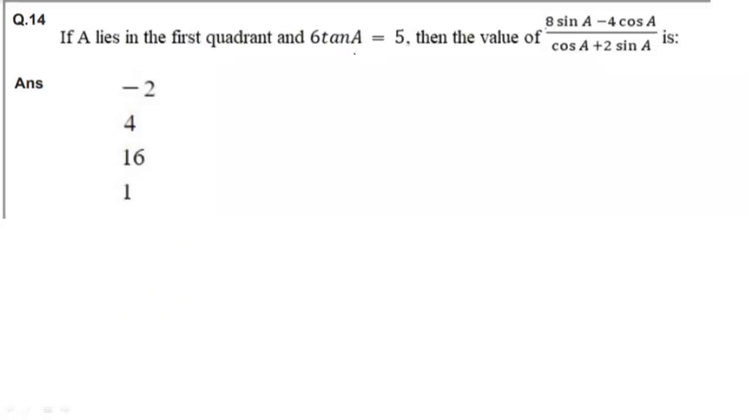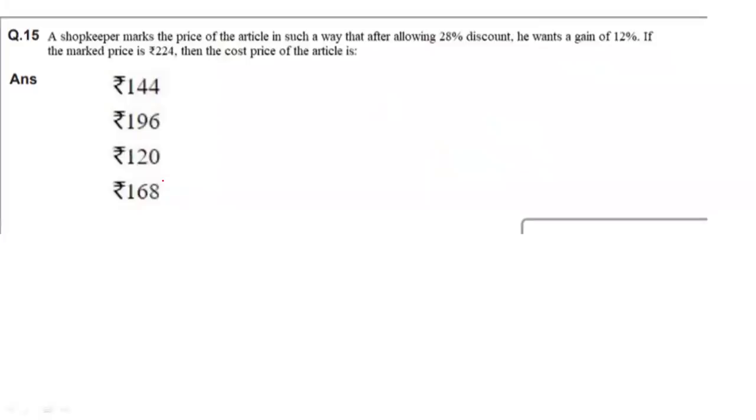A lies in the first quadrant, tan A equal to 5/6. Here you can see the value asked involves sine and cos everywhere, so divide numerator and denominator by cos. Then I get 8 tan A, which is 40/6, minus 4 by cos divided by cos, and 2 tan A is 10/6. So this becomes 40 minus 24, which is 16, over 6 plus 10, which is 16. 16/16, your answer becomes 1. Now let's move into the next question.